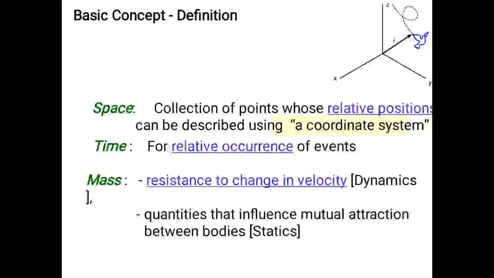Next one is mass. Mass is the resistance to change in velocity. Change in velocity is explained in dynamics. Basically we see the mass of the object on any planet, mentioned in kilogram, but in the case of dynamics this definition is used. And mass is also the quantity that influences mutual attraction between bodies. That one is explained in statics.